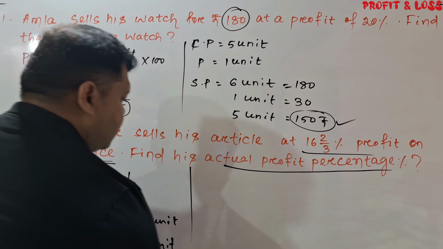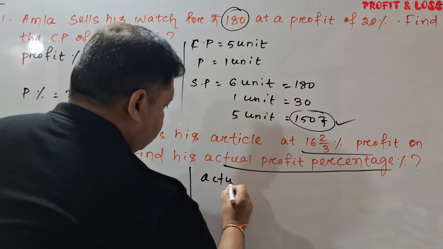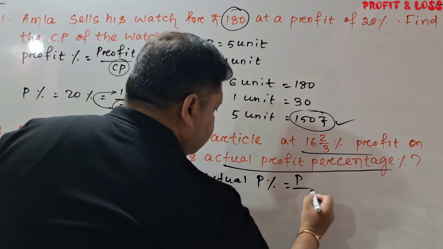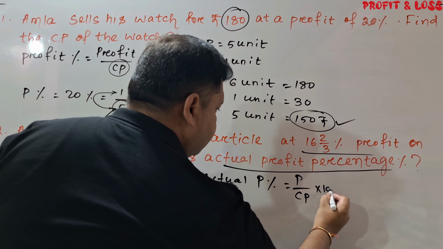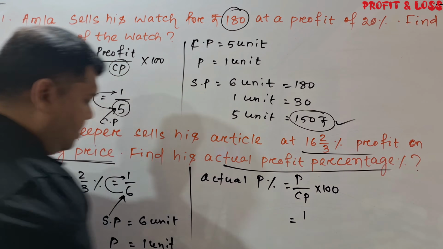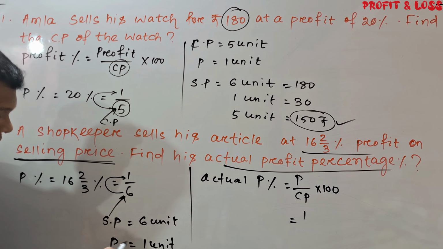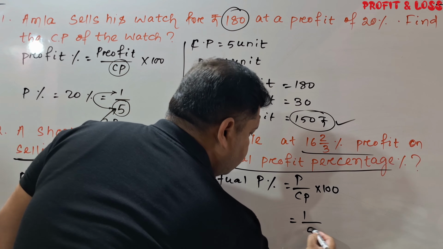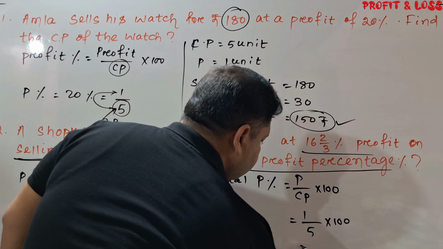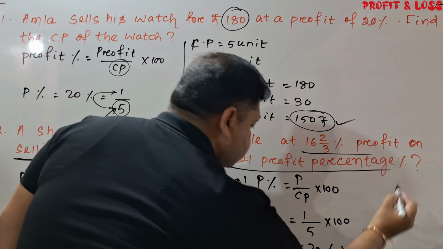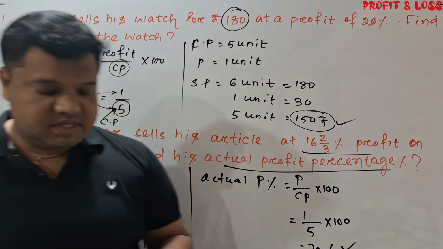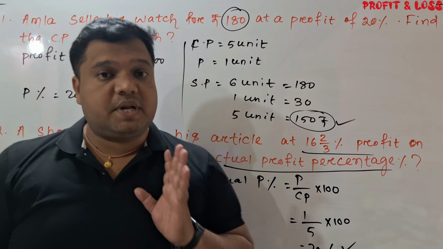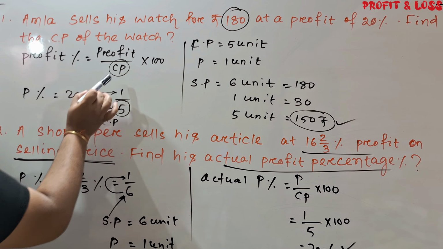That's why here the answer is: actual profit percentage is equal to profit by cost price into 100. So profit is equal to 1. Selling price 6, profit 1, then cost price is 5 units. Then 1 by 5 into 100 is equal to 20%. The answer is 20%. Important: profit percentage and loss percentage are always calculated on cost price.